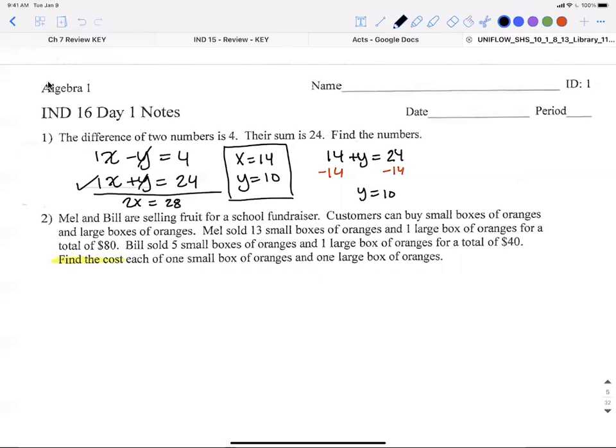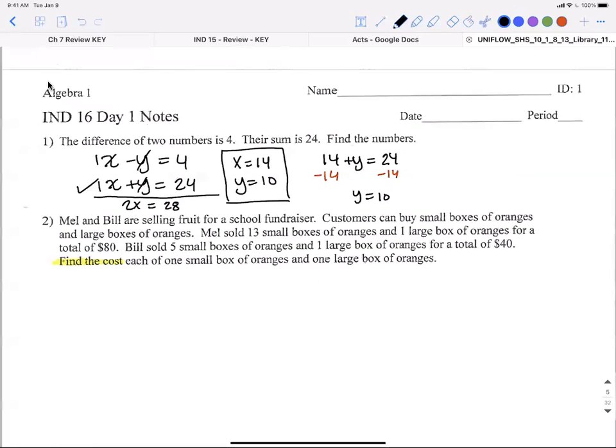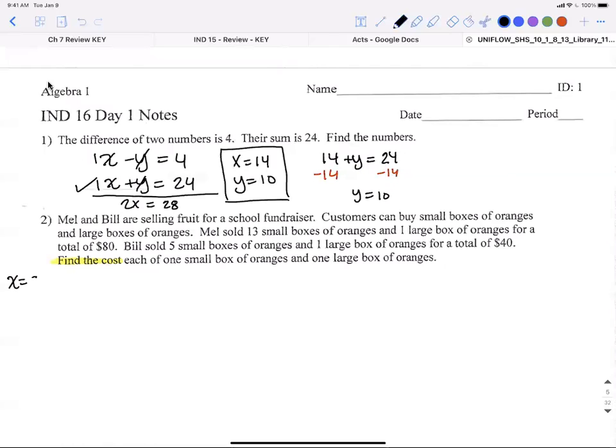I need to have a key off to the side that tells me which one I'm calling which. And you have to do this if you're going to use X and Y, except in example number 1, where they both just represent a number. But in example number 2, I'm going to have X's represent the small boxes, and Y's represent the large box. The reason I have to do this is because when I'm done solving, I need to remember that X is solving for the small box. Okay.